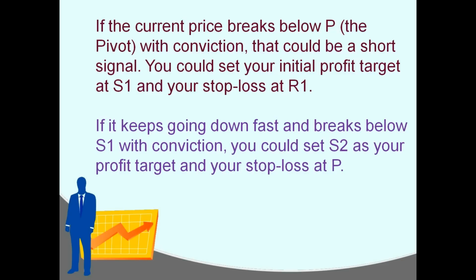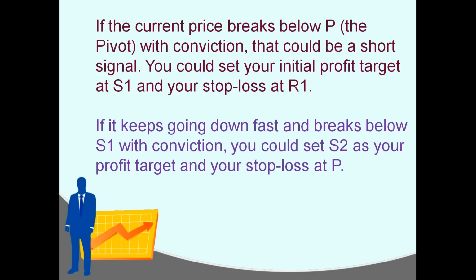Now what about bearish signals? Well, if the current price, or the current candlestick on the 5-minute chart, breaks below P, the pivot, with conviction, again if it's going down fast and also the volume is there, that could be a short signal. You could set your initial profit target at S1 and your stop loss at R1.